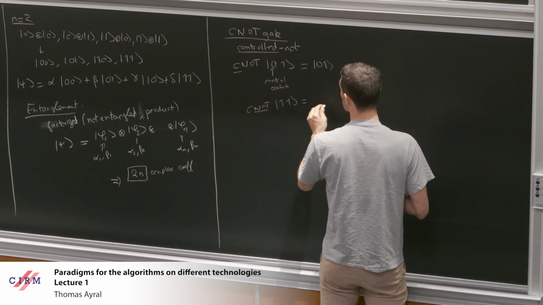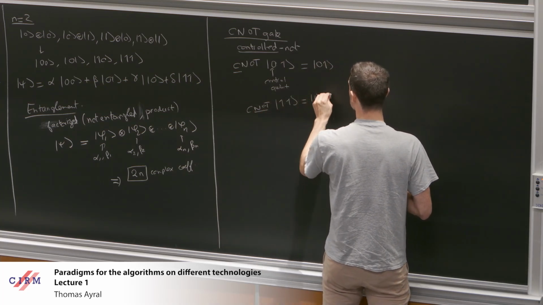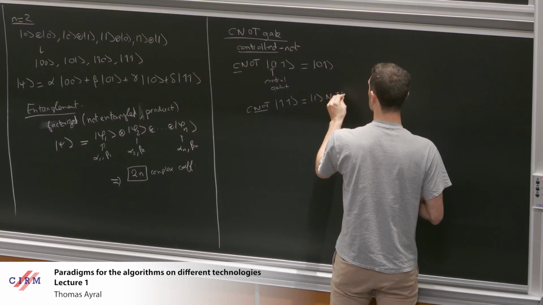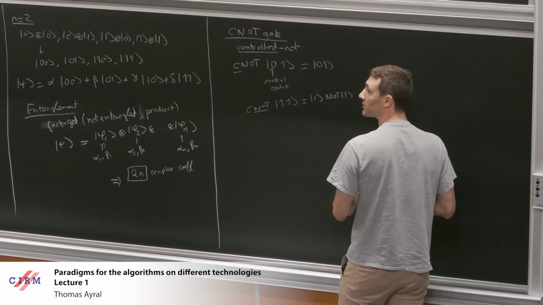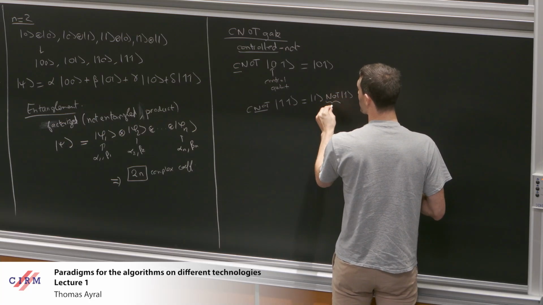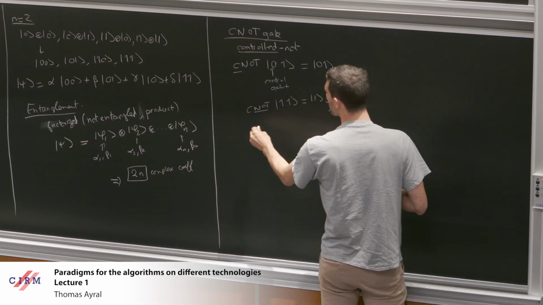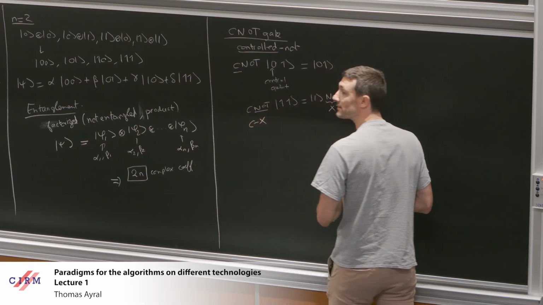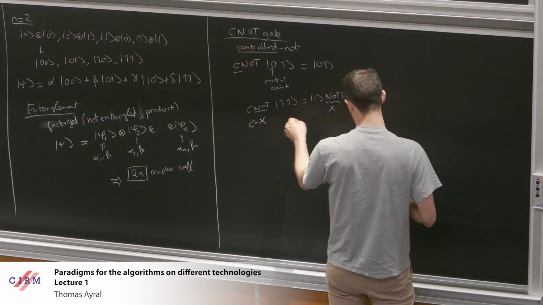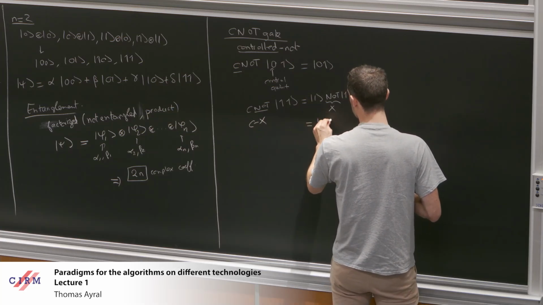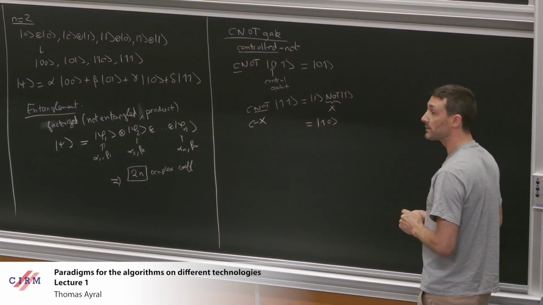So what you do is you do 1, and then you apply not on 1, so not in classical logic, which is also, by the way, what we called X before. So that's why you will also see notation that this control not gate is Cx. And then you end up with 1, 0. So that's the way this gate works.